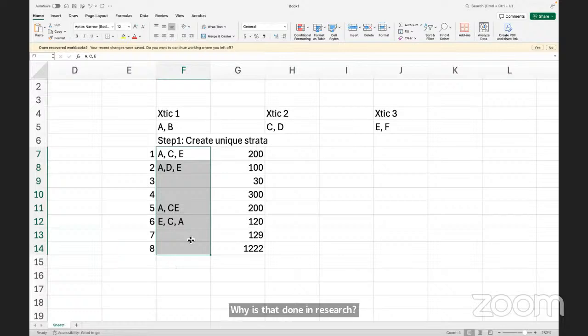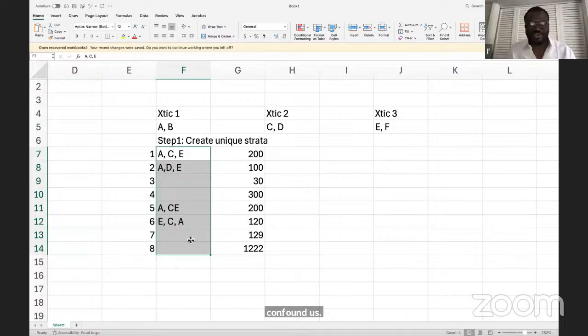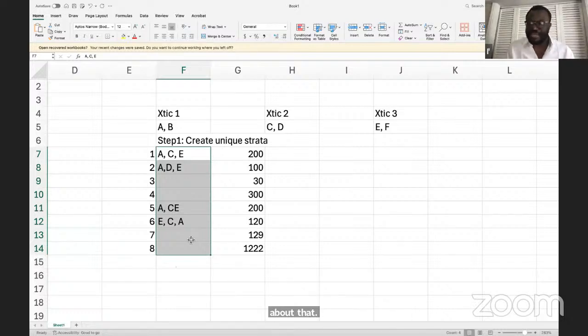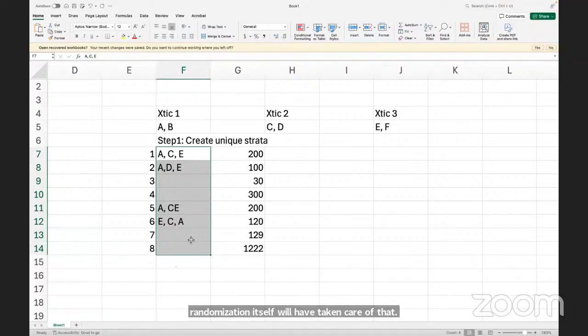To avoid bias. Okay, I'm not necessarily. Confounders. Sorry? Confounders, so minimize confounding. Confounding, there's already a randomized trial, so we're not worried about that. Randomization itself will have taken care of that. Why do we stratify?